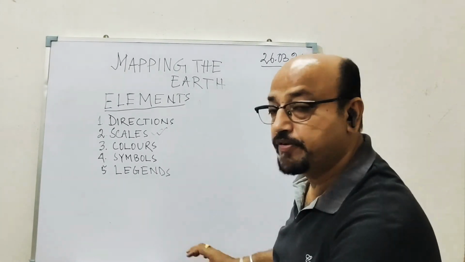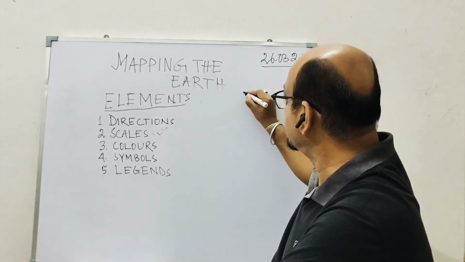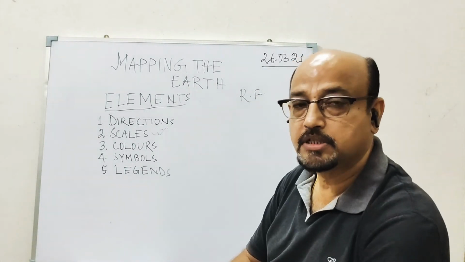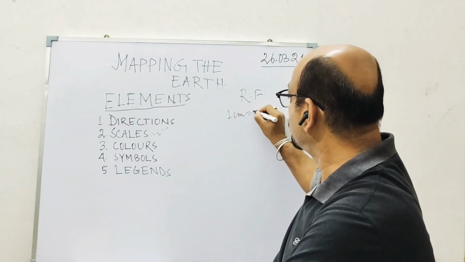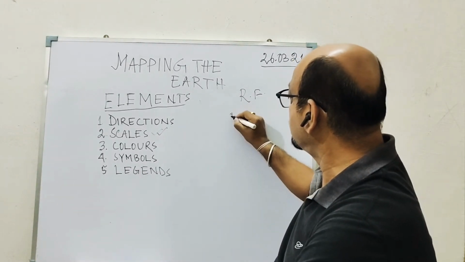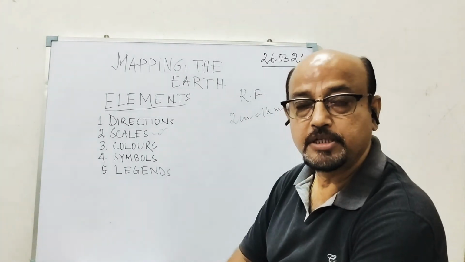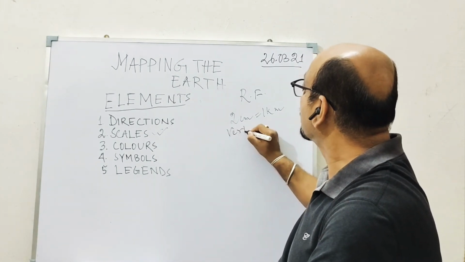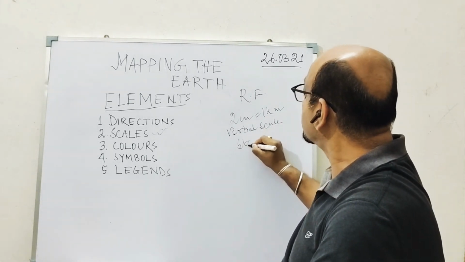Now what are the different types of scale? The first type of scale is known as the representative fraction. Next, another type is where 1 centimeter equals 2 kilometers, or 2 centimeters equals 1 kilometer. This is known as a verbal scale, or statement scale.